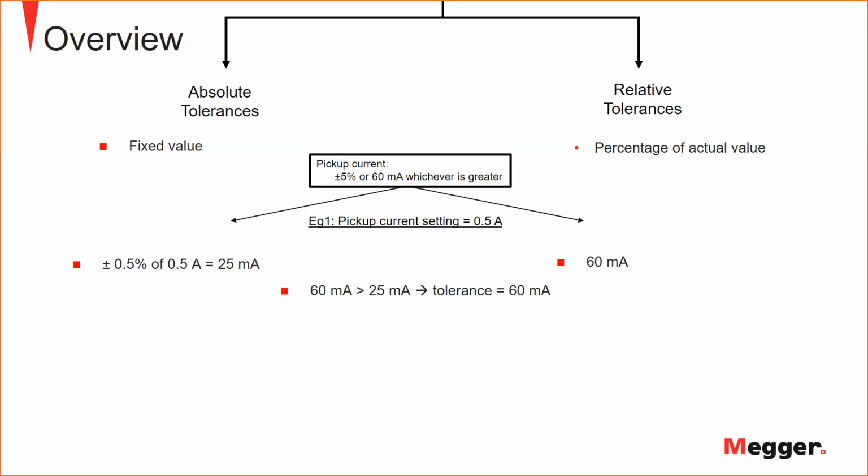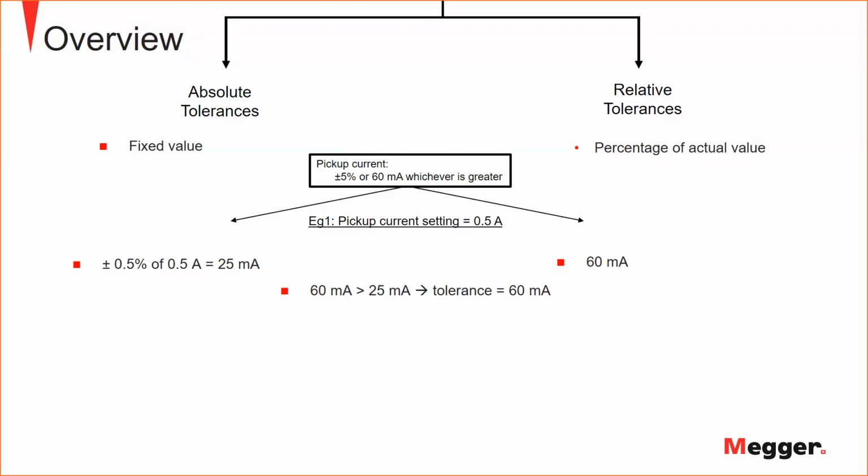For example, I have this tolerance for my pickup current limit as plus or minus 5% or 60 milliamps, whichever is greater. If, for example, my pickup setting inside the relay is 0.5 amps, which could usually be set in the earth fault element, now this 0.5 amps could have an absolute tolerance or a relative tolerance. I calculate the relative tolerance as 25 milliamps, or the absolute one could be 60 milliamps.